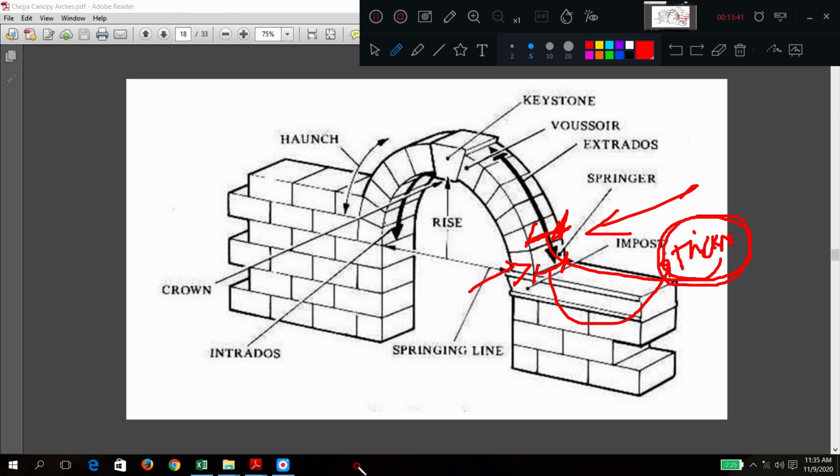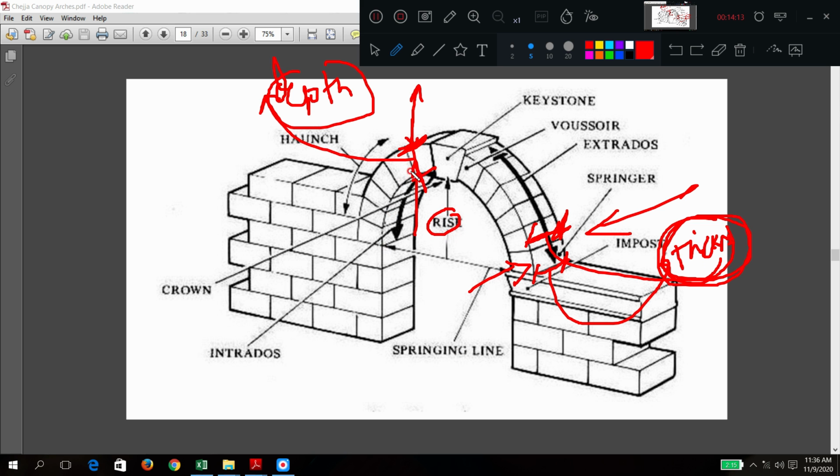This is called the thickness of an arch. From the same view, the top portion is here, the bottom portion is here. So the distance between the intrados and the extrados, those two curves, that distance we call depth. It is very important to understand these points. Now you have thickness, you have depth, you have rise.